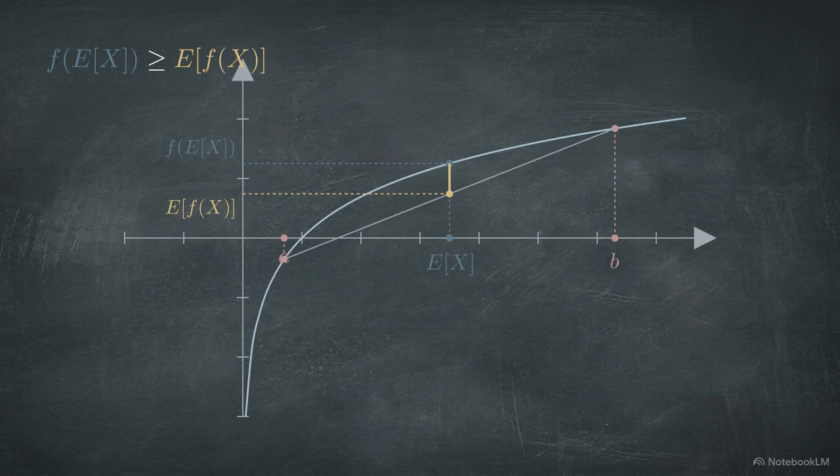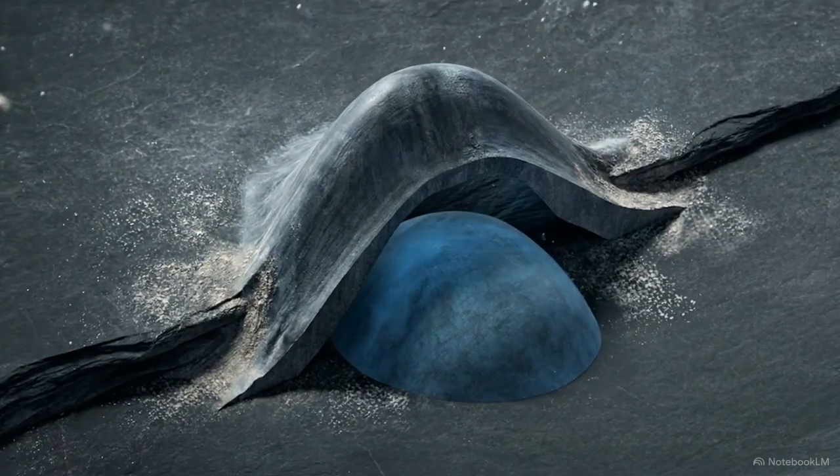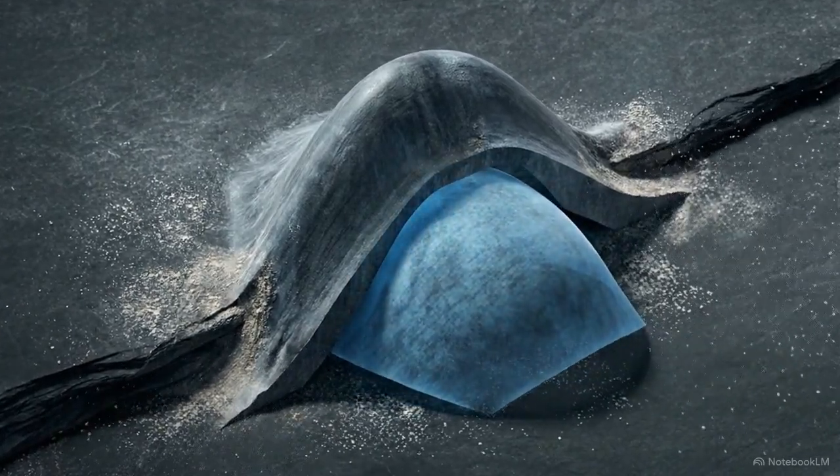There is exactly one condition where this inequality becomes a strict equality. If points A and B merge, the random variable becomes a constant. The chord disappears, and the two values equal one another. Identifying the specific conditions where these two values align allows us to bypass the log sum bottleneck.